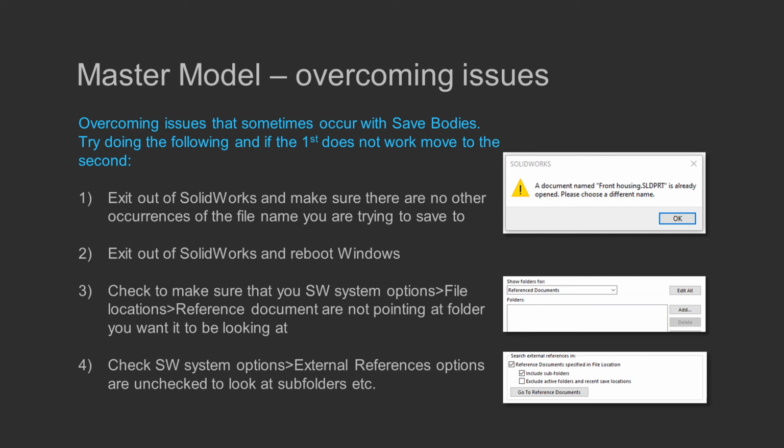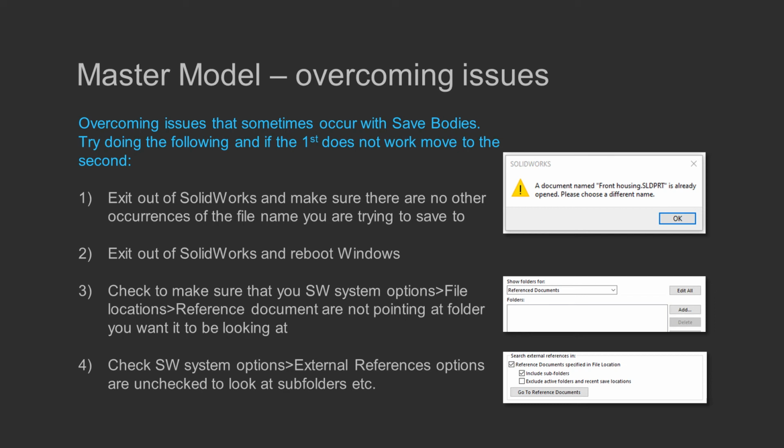Let's start with when it gives you this error: the document named front housing is already open. Please choose a different name. There's another error that's similar to that in that it won't allow you to save the name because it asks you to choose a different name. First of all, it's probably because there is another part called front housing that you're not aware of, that is maybe in a different directory or is in memory.